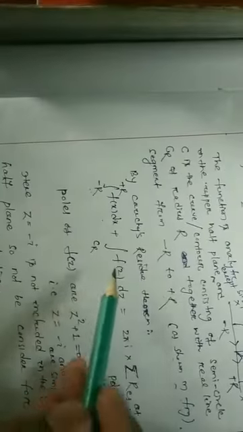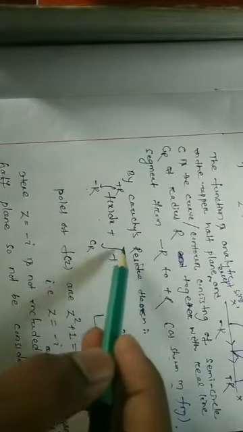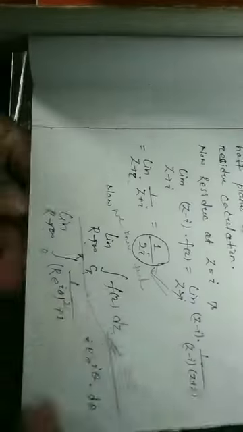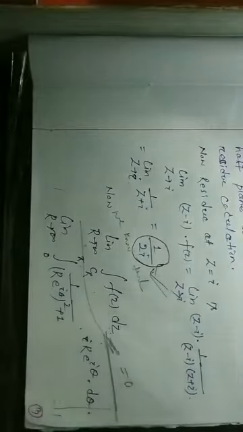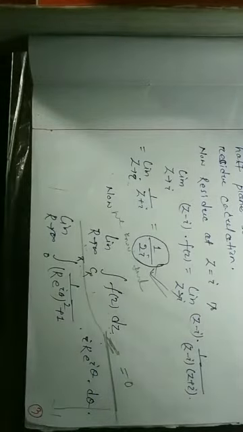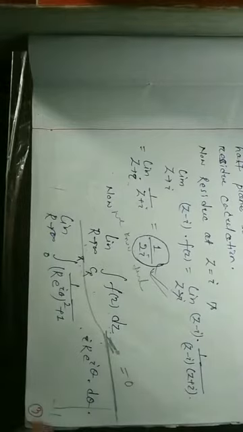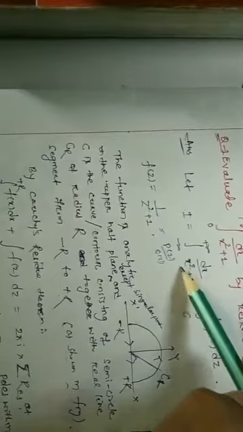Then we have to consider the second part, the integral over CR of f(z) dz. In our previous method, we simply consider z is equal to r e to the i theta, and at the end calculate the integration from 0 to pi, and this integral will be 0. So f(z) is nothing but 1 by z square plus 1.